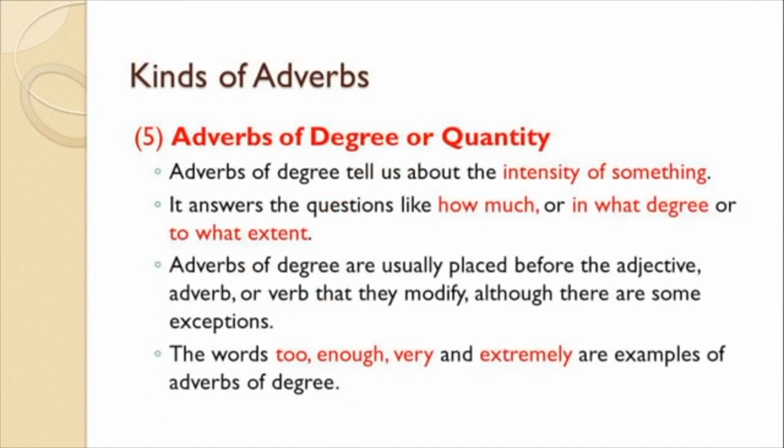Adverbs of degree or quantity is the fifth kind of adverb. Adverbs of degree tell us about the intensity of something. It also answers questions like how much or in what degree or to what extent things happen. Adverbs of degree are usually placed before the adjective, adverb, or verb that they modify, although there are some exceptions as well. The words too, enough, very, and extremely are examples of adverbs of degree.